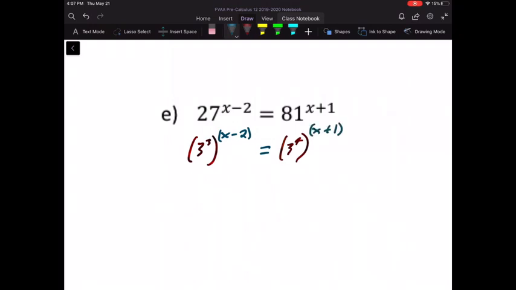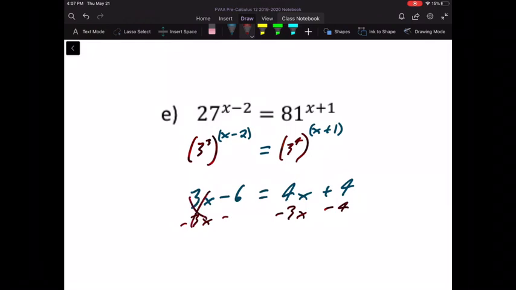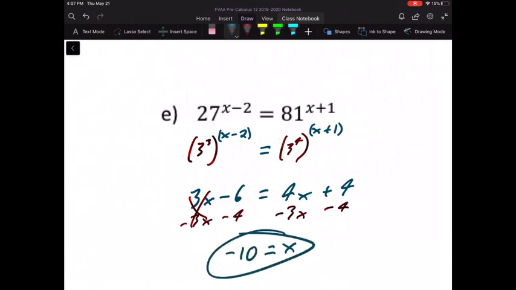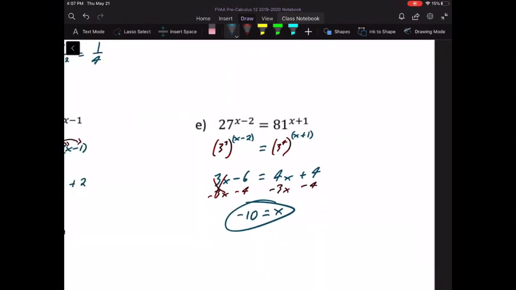All right. I have matching bases, so I can drop the bases and I distribute my power of powers. So this is 3x minus 6 is equal to 4x plus 4. Okay, and again, minus 3x, minus 3x, minus 4, minus 4, and I end up with x is equal to negative 10. All right, so that's your final answer. Hopefully those questions went well for you.